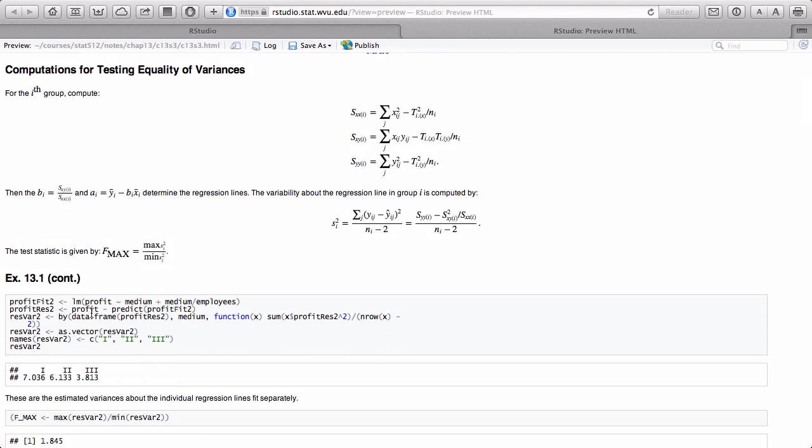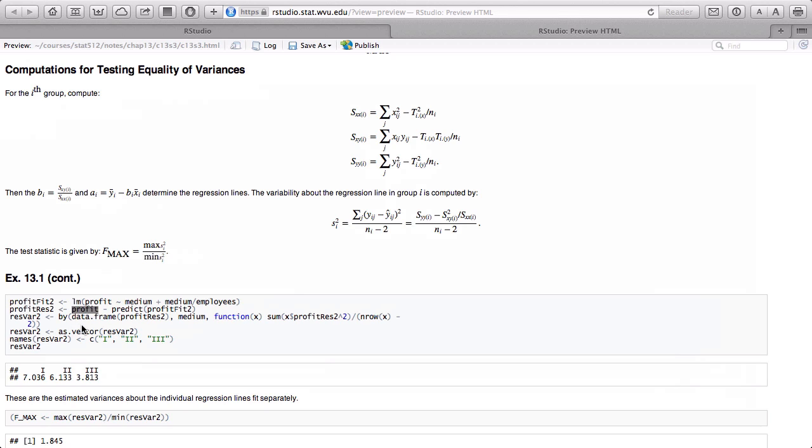And then I get the predicted values simply by taking the fitted values, the y hats. If I take the model object, profit fit 2, and I predict it, that will give me the y hat sub i's, in other words, these y hat sub i's right here. And then profit is the y, so that's y sub ij minus y hat sub ij, and those are the residuals. I call them profit residuals 2, as opposed to just straight residuals from the single slope model.